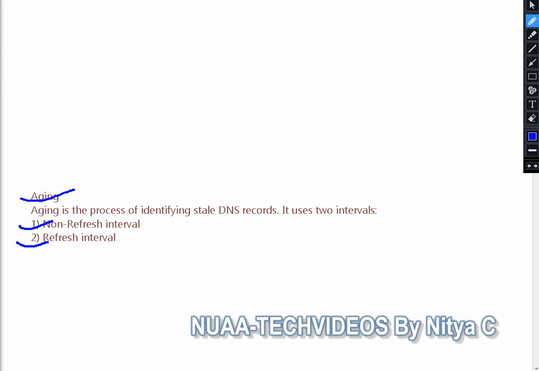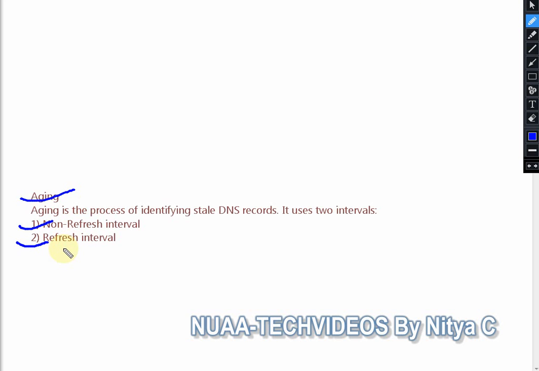It can be used to reduce the replication traffic in this time period, to avoid the replication of the same information again. So basically it means the replication refresh will not take place for the duration of the non-refresh interval, based on the set value.